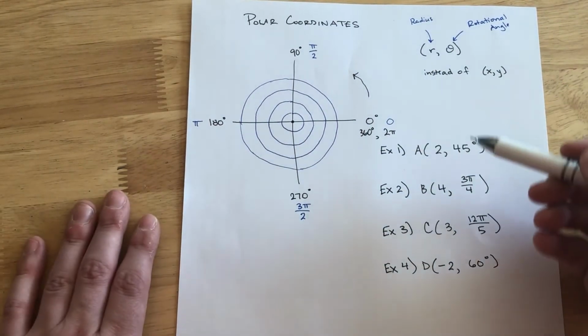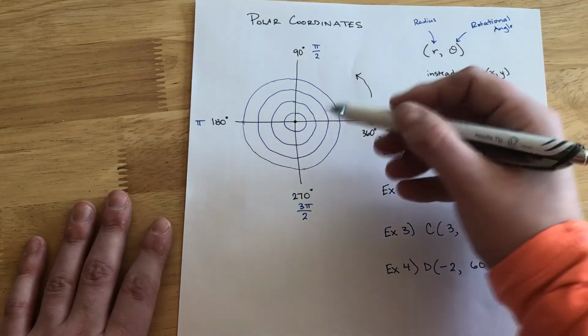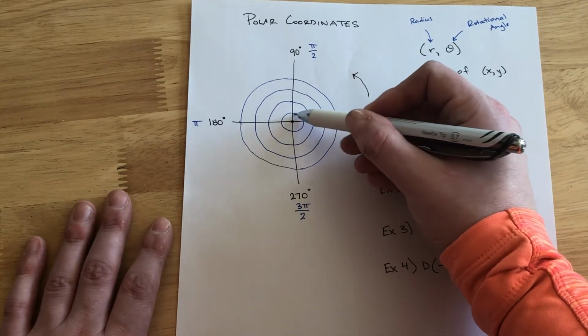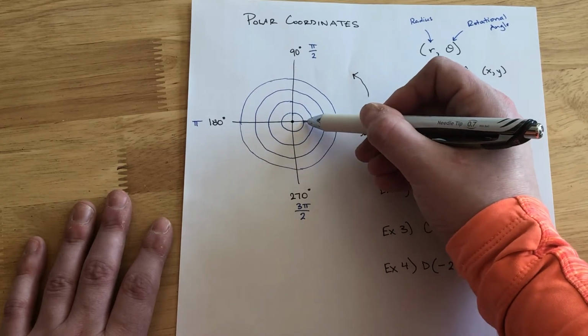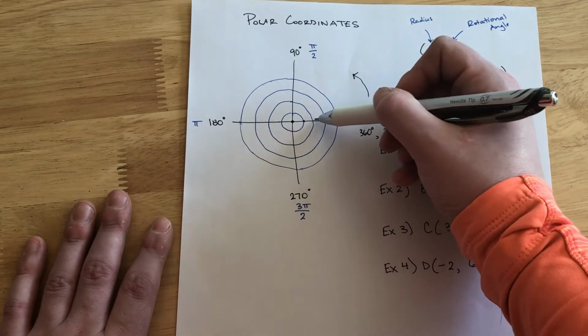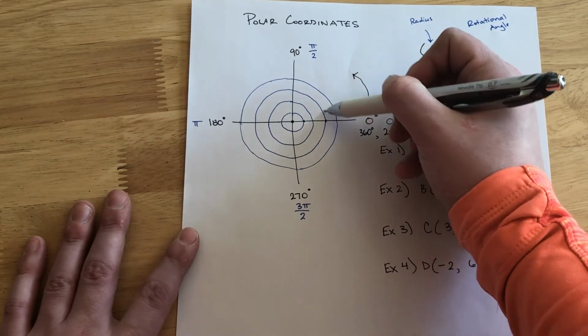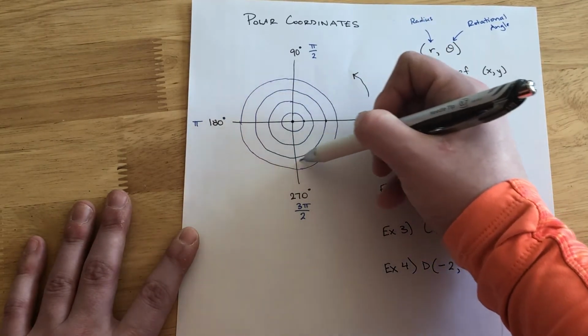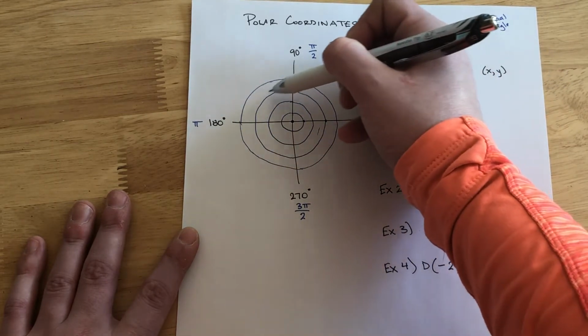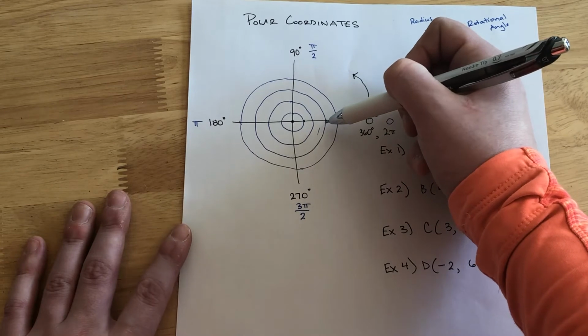So for example, if the radius is 1 unit, we would be somewhere on that first circle because it is exactly 1 unit away from the origin or the pole. If the radius is 3, we would be on the third circle somewhere because every point on that circle is exactly 3 units away from the pole.